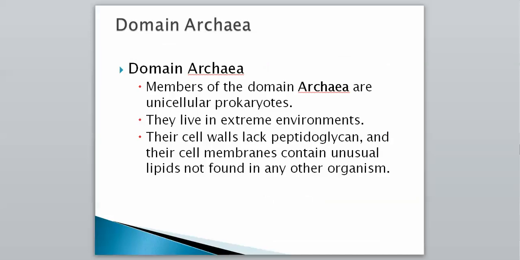And then Archaea, again, these are unicellular prokaryotes. However, these ones only live in extreme environments. So there are ones that can live in extremely high temperatures, ones that live in really high salt contents, ones that live in areas where there's pretty much only methane present, ones that live in those geysers that you see out in Yellowstone Park. So they are quite a different group. They're one of the oldest groups. Their cell walls lack peptidoglycan, and their cell membranes contain unusual lipids not found in any other organism. So that's why we had to make this separation in Monera, because they're so different.